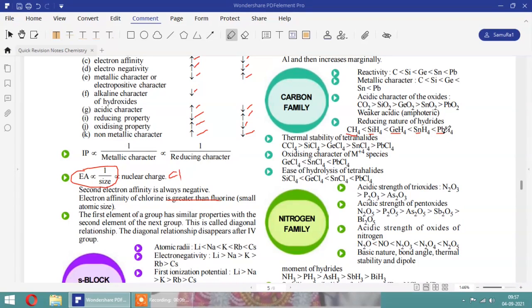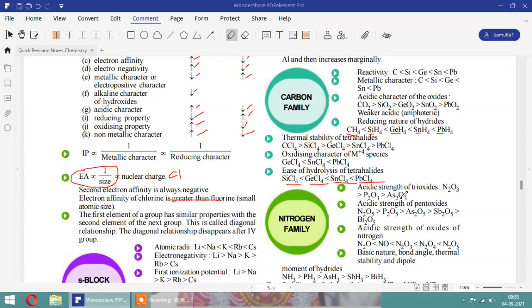Just remember this one. Thermal stability is in increasing order. That is, you take all the chlorides, it is in increasing order. Oxidation character of metal species in decreasing order. Ease of hydrolysis of tetrahalides, that is SiCl4, GeCl4, this is in decreasing order.